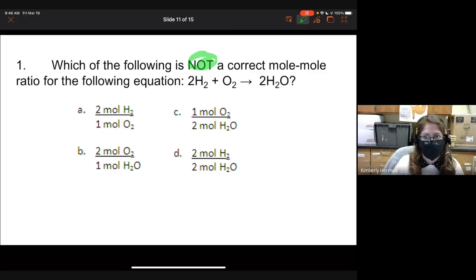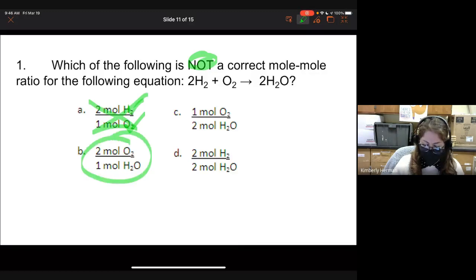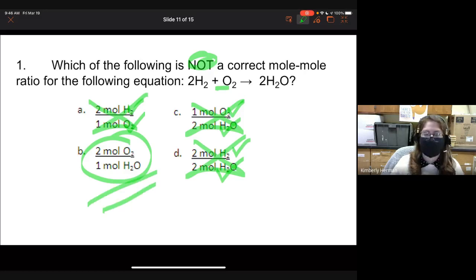And we saw this not only in our doc review, we also saw it as our warm-up last week. So are there 2 moles of hydrogen? Yes. Are there 1 mole of this? So it can't be A. Are there 2 moles of this? No, there's only 1 mole. There's 1 mole, there's 2, can't be that. There's 2 moles and 2 moles, can't be that. So the correct answer of the incorrect mole ratio would be B.